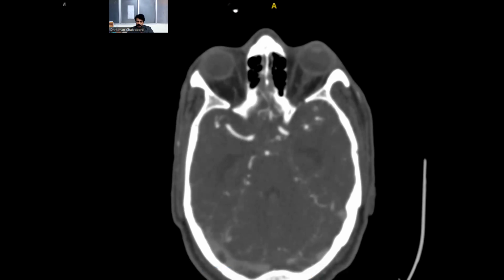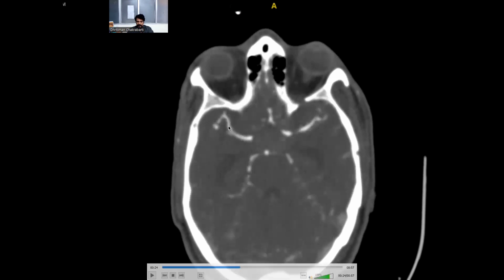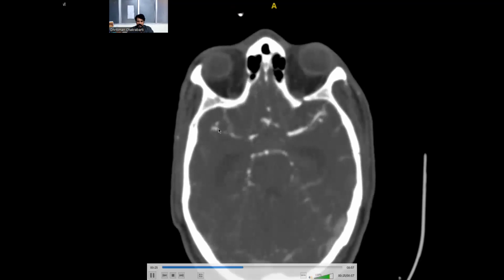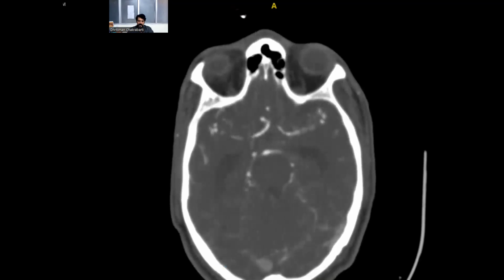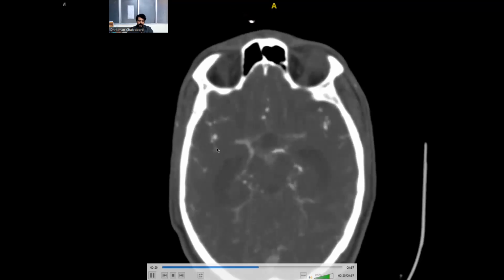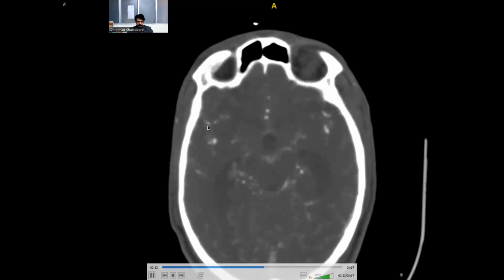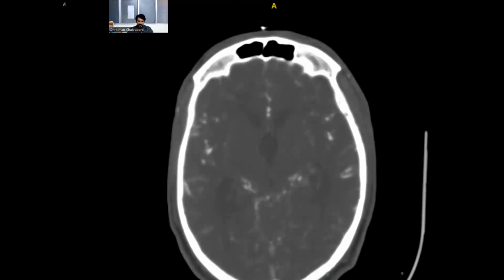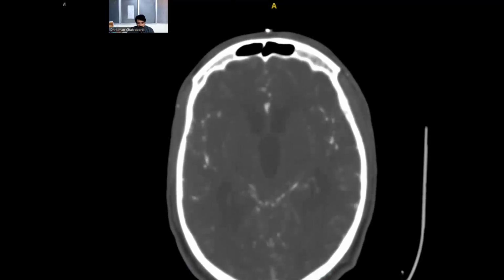This part is known as the M3. You are able to see it very nicely here, going into the Sylvian fissure. So this is the M3 portion, this is the M2 portion, and this is the M1 portion. After that, you can see multiple branches that divide off into small branches which supply the cortex. You are able to see how it's breaking up. So this is the story of the MCA.